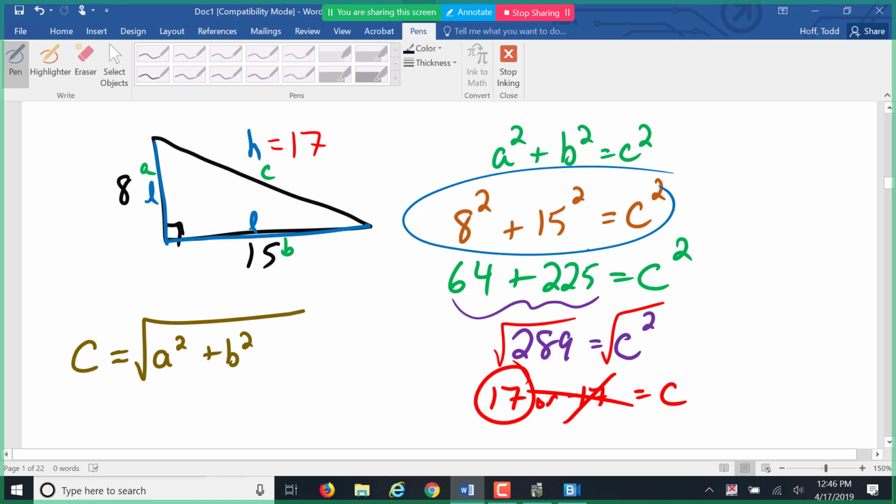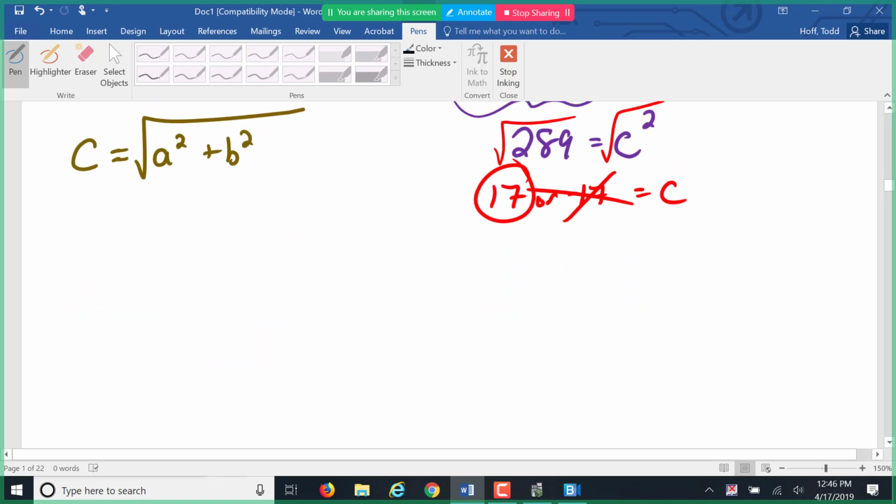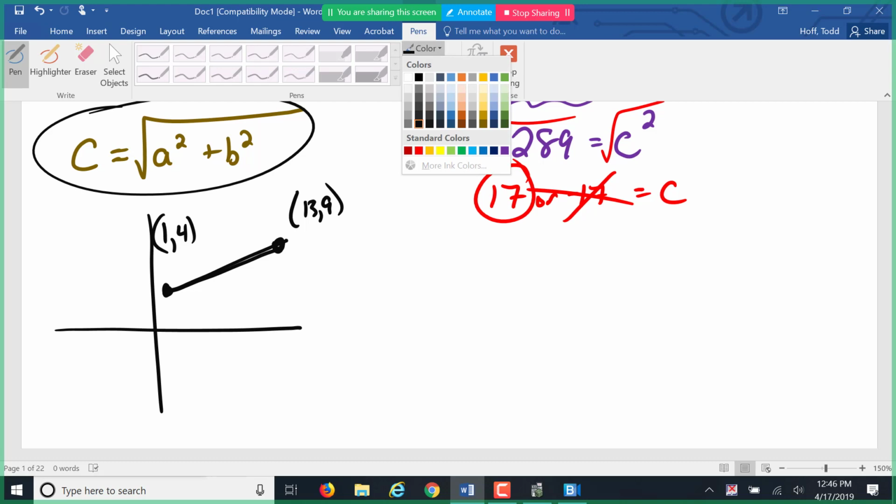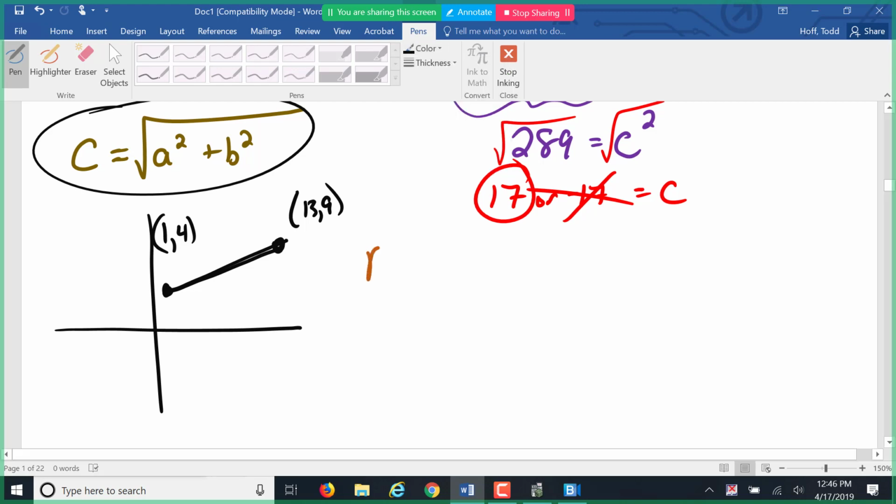In that form, we apply this to our graphs. If I had a point here at 1, 4, and another point over here at, let's call it, 13, 9, and I wanted to find the length of the segment or the distance between those two points, I would use that formula. It's called the distance formula.